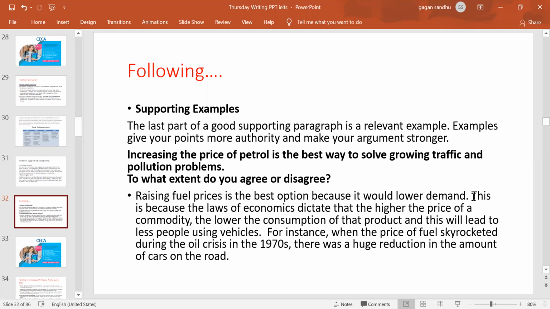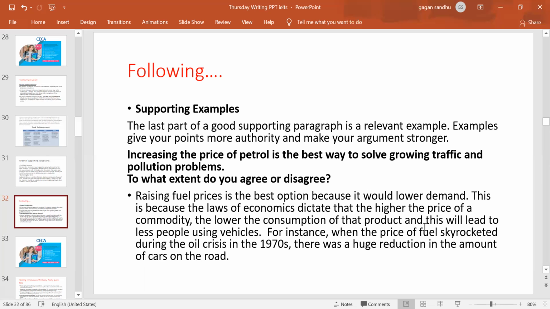Now I'm adding an explanation of why I feel so. This is my idea in the topic sentence: yes, this is the best option. And why I feel so? Explanation, supporting sentence: this is because, this is due to, this is owing to, right? The laws of economics dictate that the higher the price of a commodity, the lower the consumption of that product, right? So it is backing up the idea I put forward here.